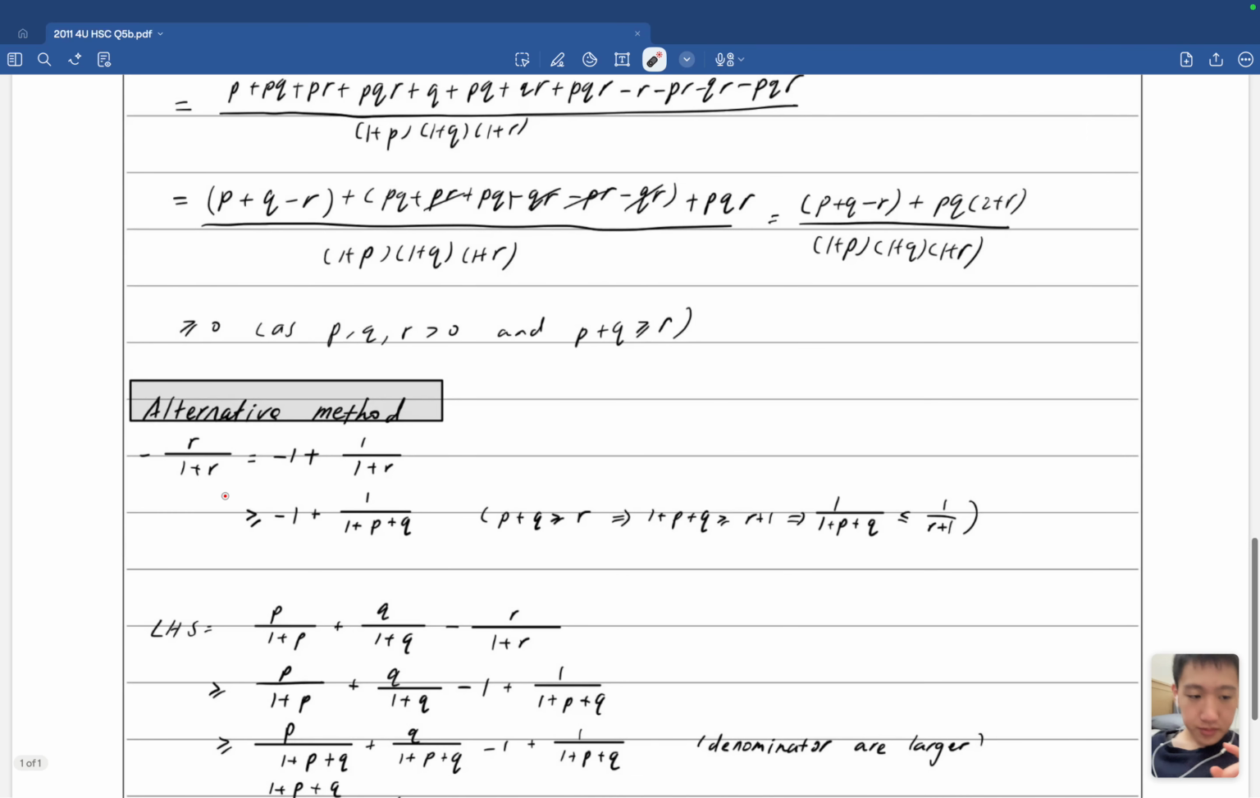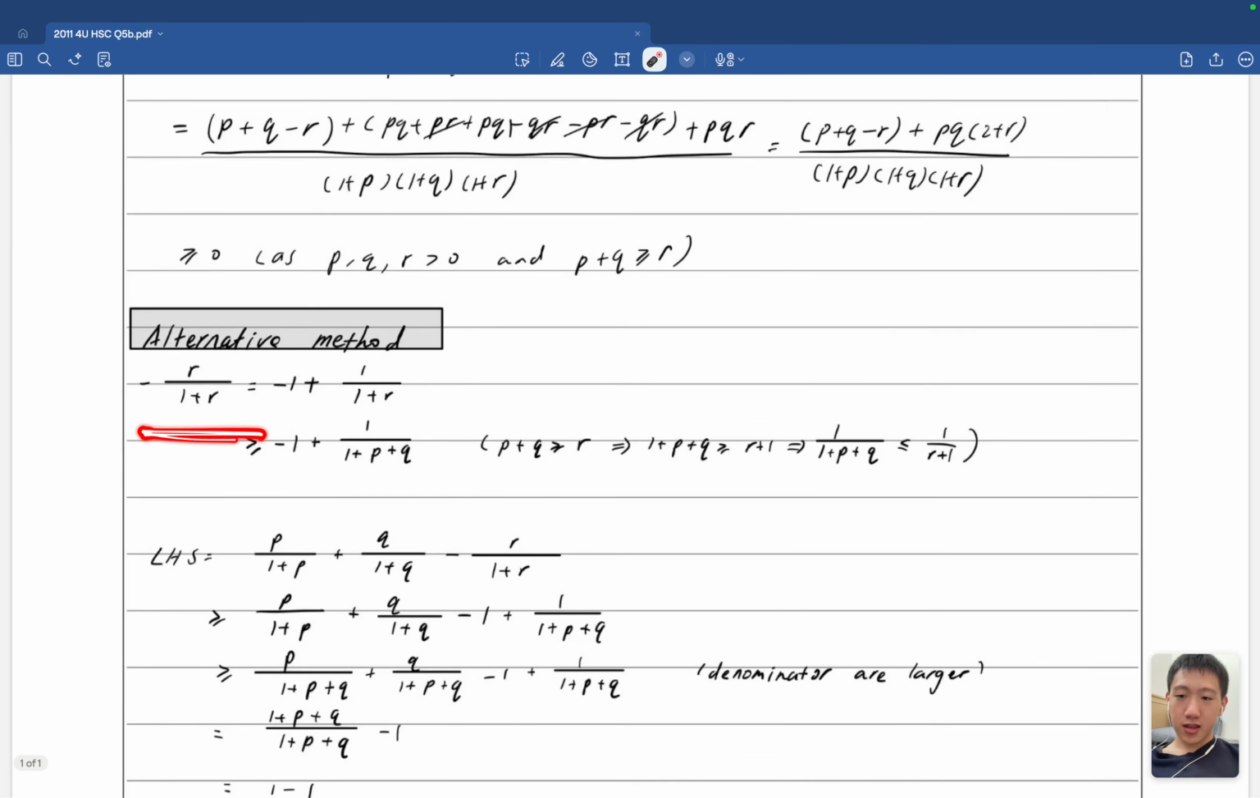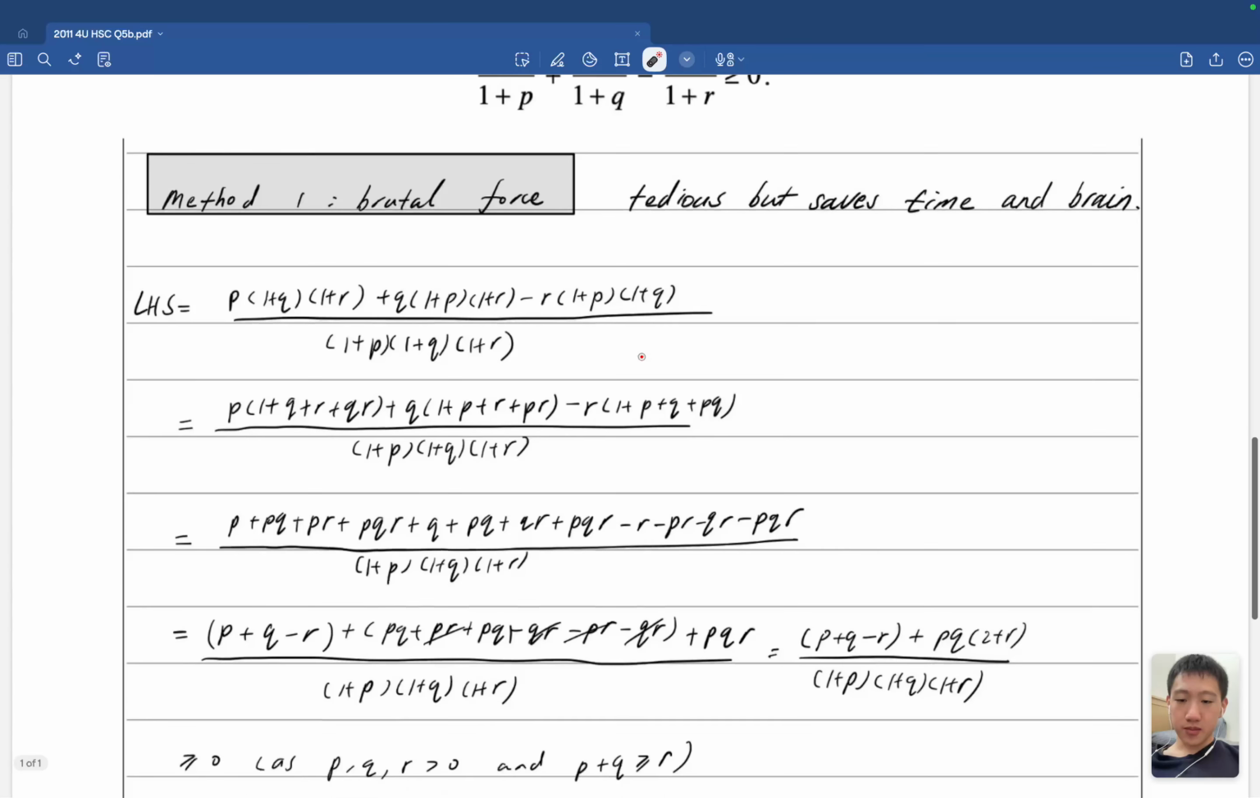Now if you finish this and you want to explore the beauty of mathematics, the elegance of proof, here's a better way. Now you see the minus this. I think the first thing I thought is to make it like this, because it just looks pretty, because the numerator is 1 whereas the denominator contains r, and now we can use this given information.